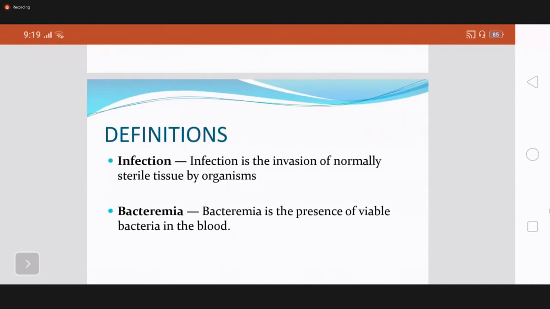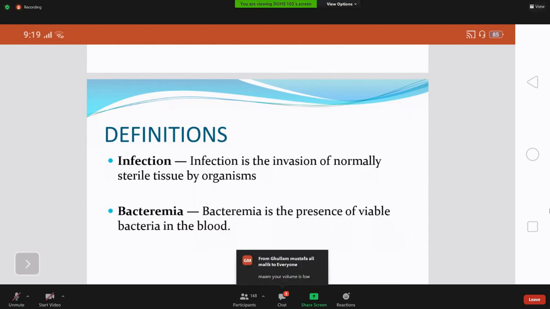Coming back to the definitions, we have the definition of infection. Now, what is infection? Infection is the invasion of normally sterile tissue by organisms, meaning a tissue here which is normal and that has been invaded by organisms. This is called infection. Second definition is bacteremia. Bacteremia is the presence of viable bacteria in the blood. So the difference is bacteremia is the presence of bacteria in the blood, and infection is the invasion of organisms in the sterile tissues of the body. This is the difference.